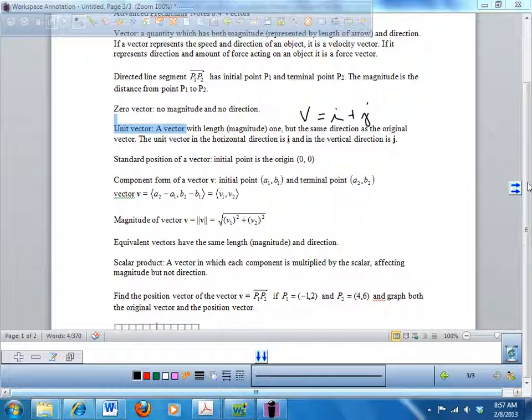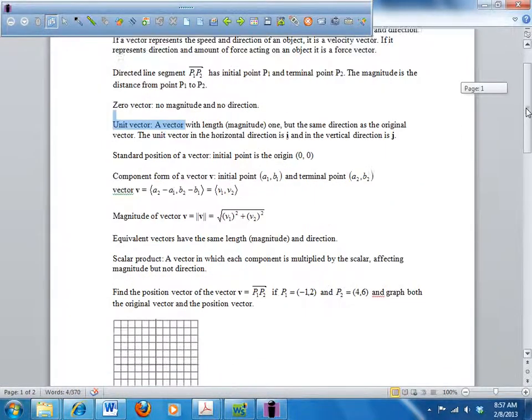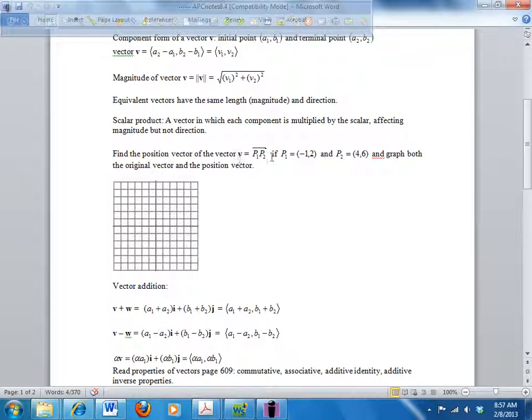So now we can do some problems, right? So here we go. And I got to make sure I get to the last problem because it takes kind of a long time because there's a lot of algebra involved. Okay. Find the position vector P1 to P2 if P1 is (-1, 2) and P2 is (4, 6). So graph both the original and the position vector.